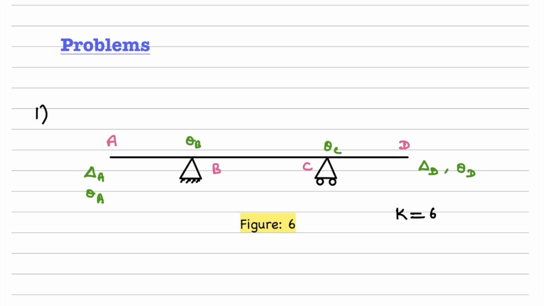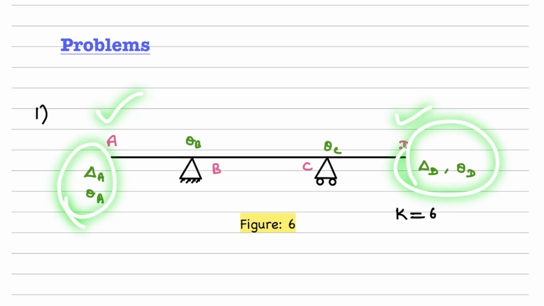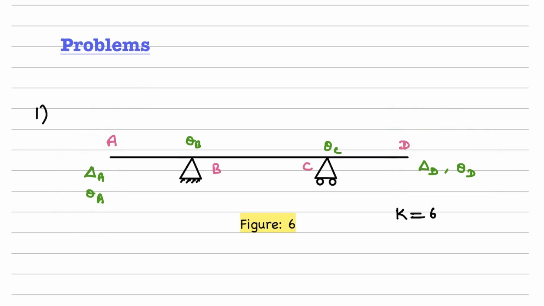Now we will start doing a few problems. The first one, we have three spans, AB, BC, and CD. Now we will go joint by joint to see what the degrees of freedom possible are, and then we will sum them up to get the kinematic indeterminacy, right? Let's first take joints A and D, which are free ends. Therefore, these two ends are permitted to translate as well as rotate. Therefore, we write delta A, theta A. Similarly, we write delta D, theta D.